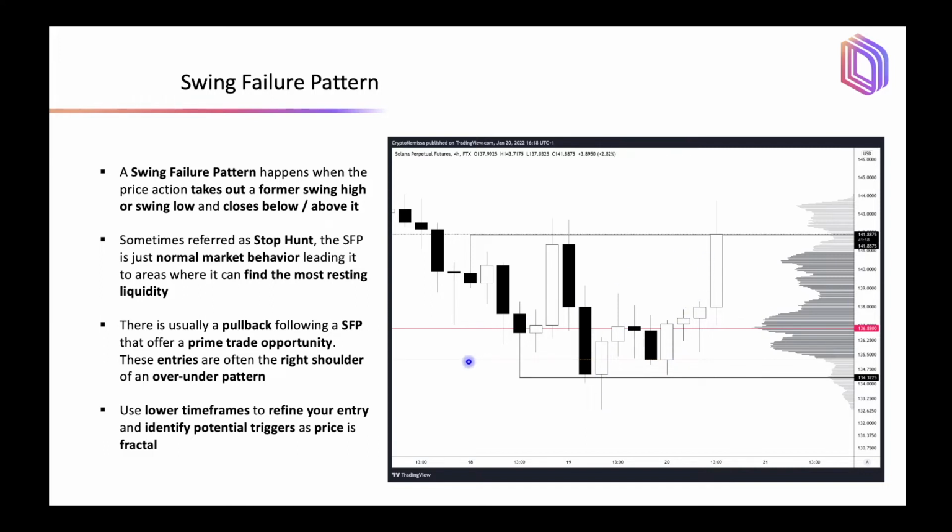So SFPs are interesting because when you notice them, they can provide potential entries for your trading. And typically after an SFP, you're going to have some kind of pullback, which should lead you to enter a trade. And you can even go on a lower time frame to refine your entry. So we're going to do that.